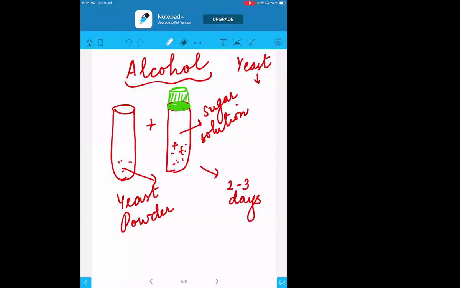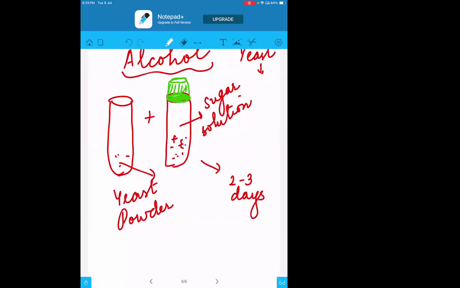What you will be able to see after 2 to 3 days is that in the whole test tube, the gas is there. And that gas is what kind of gas? That is CO2 gas, which is released by whom? It was released by the yeast. Yes. And at the bottom, what will be there? It will be the alcohol.